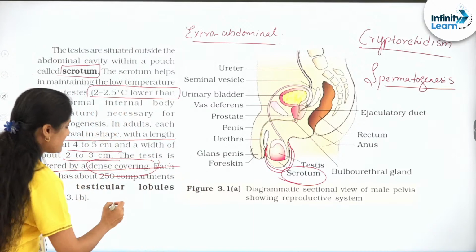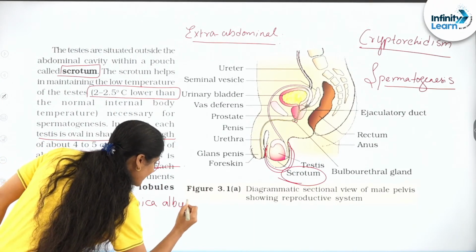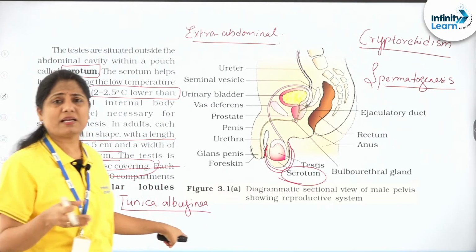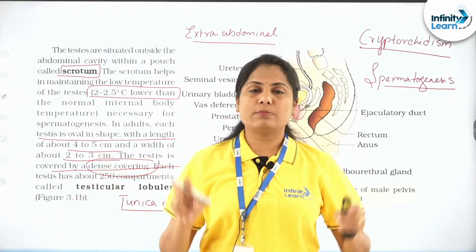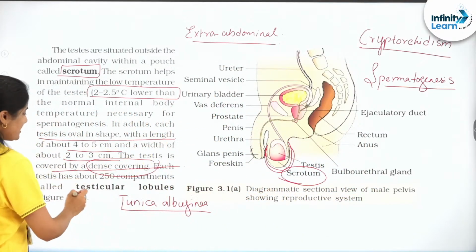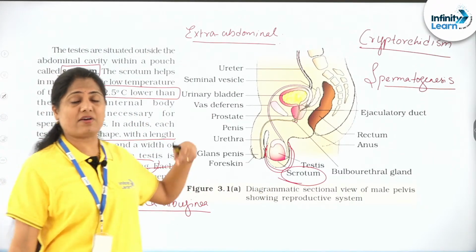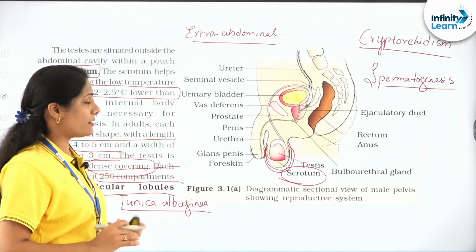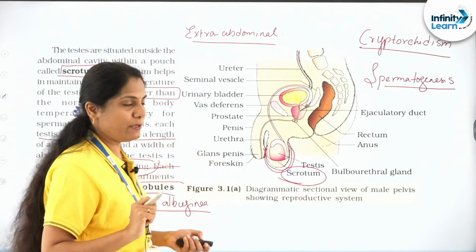So what is this dense covering called? It's the tunica albuginea. It's the dense outer covering. Tunica is nothing but a covering or a coat. Anywhere you come across tunica, understand that it is an outer covering or a coat, right? So each testis has about 250 compartments, which are called the testicular lobules. I have another diagram to help you understand this. Right now, understand there are a pair of testes. The outer covering is what is called the tunica albuginea.